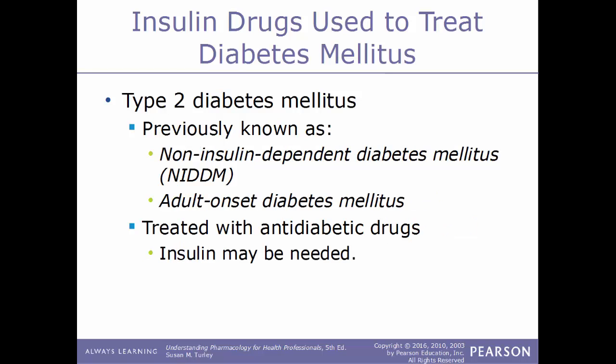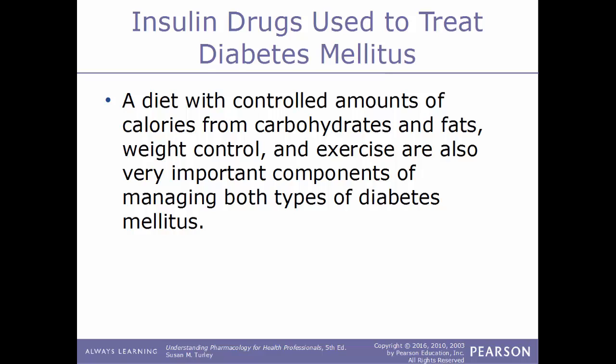Type 2 diabetes mellitus is formerly known as NIDDM, non-insulin dependent diabetes mellitus, or adult onset diabetes mellitus. And these are treated with anti-diabetic drugs, and insulin may be needed. It just depends on how bad off that person is. Now, a diet with controlled amounts of calories from carbohydrates and fats in combination with weight control and exercise are also very important components of managing both type 1 and type 2 types of diabetes mellitus.